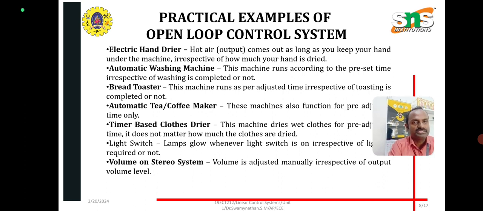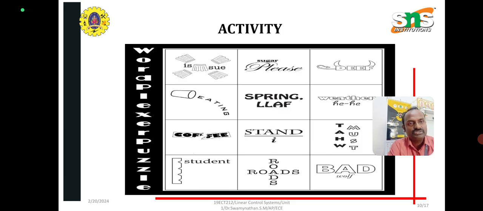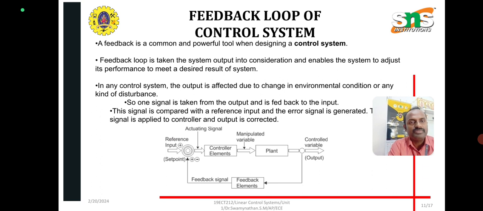The practical examples are the electrical hand dryer, automatic washing machine, bread toaster, automatic tea or coffee maker, time-based cloth dryer and volume or stereo systems. Those are the practical examples. The advantages are that construction and design are very simple, economical, maintenance is easy, stable, and convenient to use, though output is difficult to measure. The disadvantages: inaccurate, unreliable, and any change in output cannot be corrected automatically.